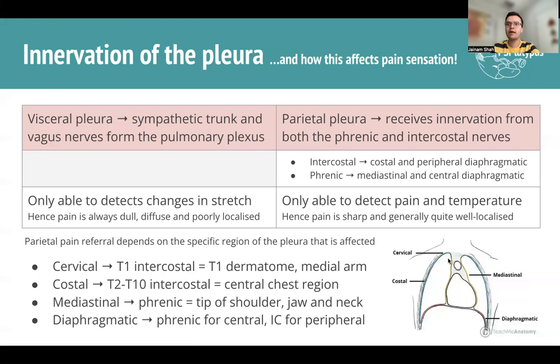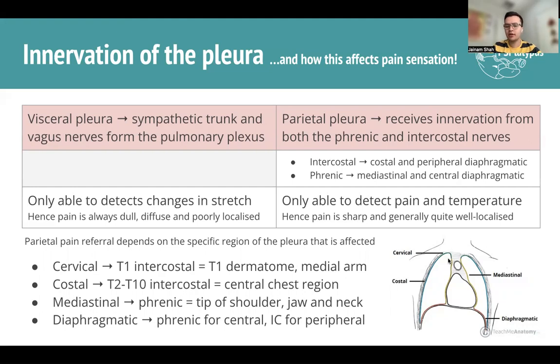And you may remember back to embryology from semester 2 last year. We know that the phrenic nerve is pulled with the diaphragm, which originates around the neck and shoulder region. So if we've got a mediastinal problem, phrenic nerve irritation, that's going to be the tip of the shoulder, the jaw, and the neck. That's where you feel most of that pain referral. If you don't remember that, review some of the slides from cardiovascular anatomy.